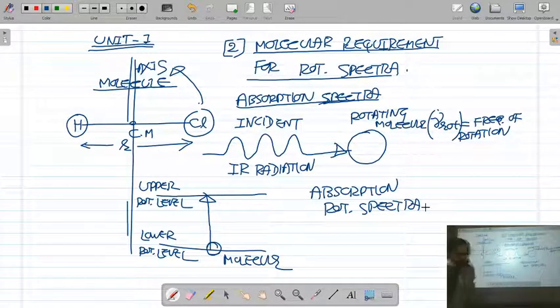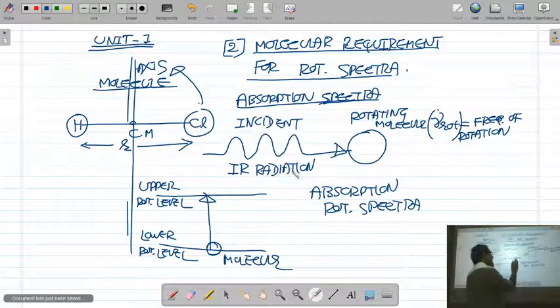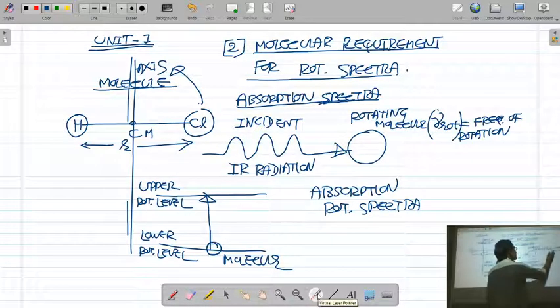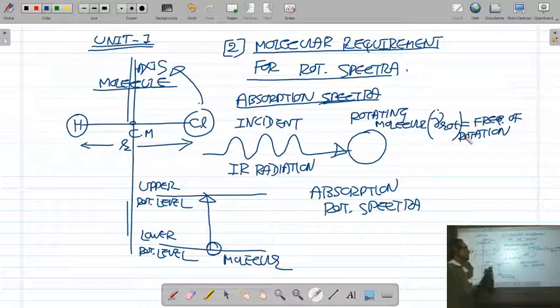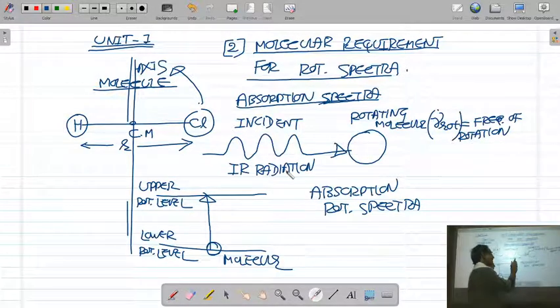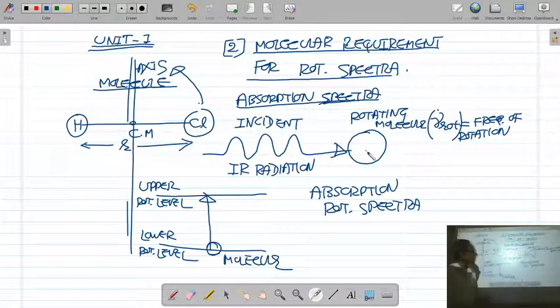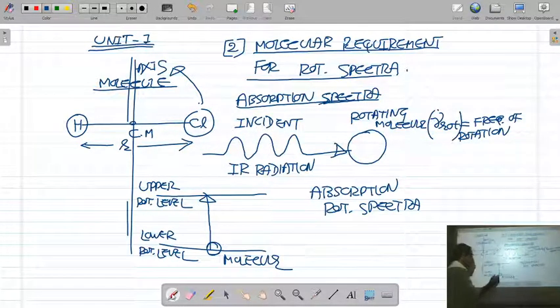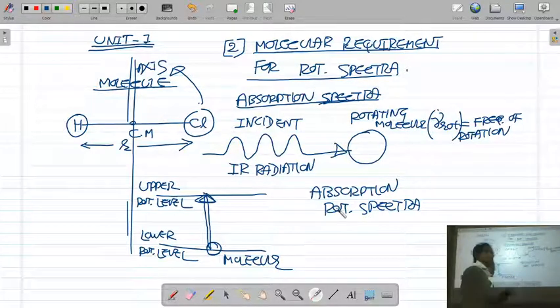So this is important, that when infrared radiation whose frequency coincides with the rotational frequency of the molecule is incident, it interacts with the rotating molecule. The rotating molecule will absorb the incident radiation, and due to the absorption, the rotational energy of the molecule will increase. As a result, the molecule will make a transition from lower rotational level to upper rotational level, and it will give the rotational spectrum.